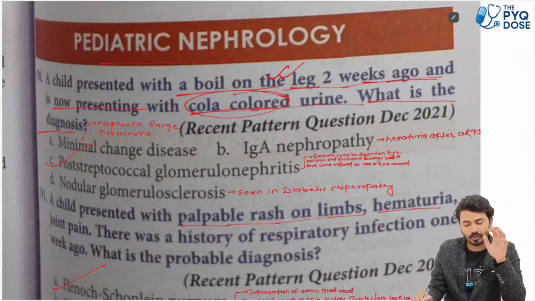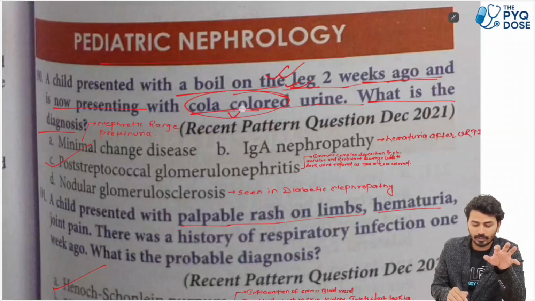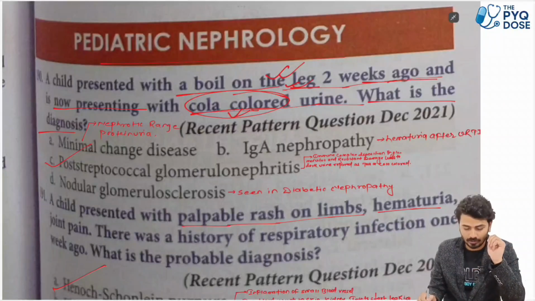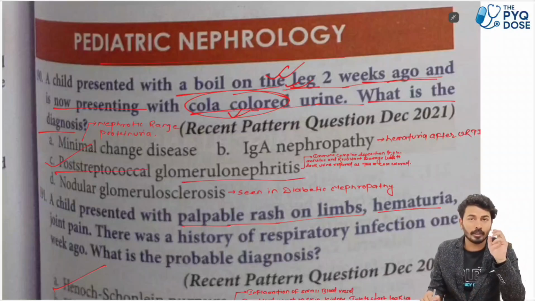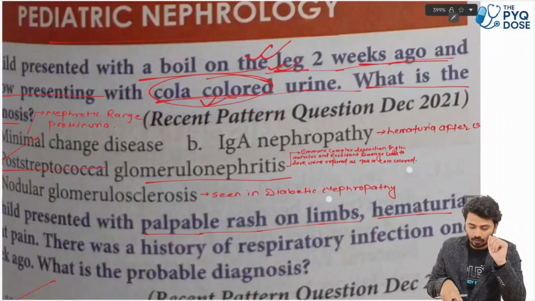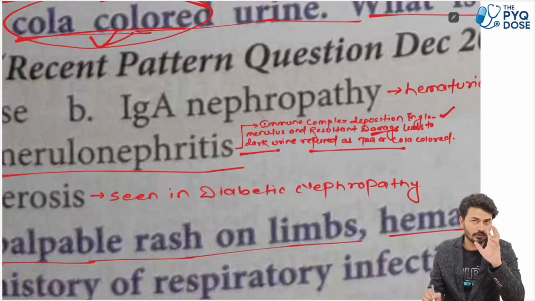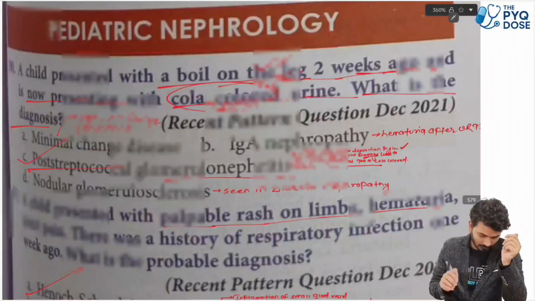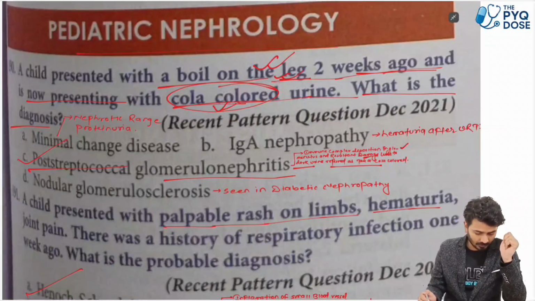So there is a history of infection with streptococcus, plus now the kidney function is damaged, that is, cola colored urine is seen. So this is going towards post-streptococcal glomerulonephritis. There will be immune complex deposition in the glomerulus, and the resultant damage leads to dark urine, referred to as tea or cola colored urine. So this is the case of PSGN, post-streptococcal glomerulonephritis.